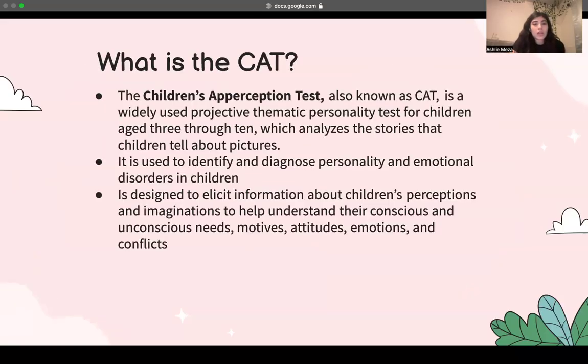What is CAT? CAT is a widely used projective thematic personality test for children aged 3 to 10, which analyzes the stories that children tell about pictures. It is used to identify and diagnose personality and emotional disorders in children. It is also designed to elicit information about children's perception and imagination to help understand their conscious and unconscious minds, motives, attitudes, emotions, and conflicts.